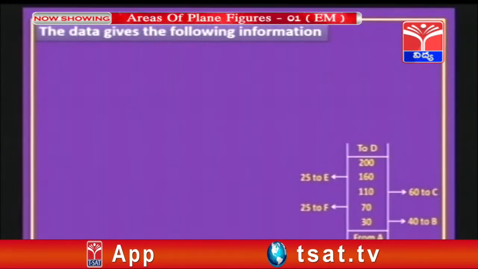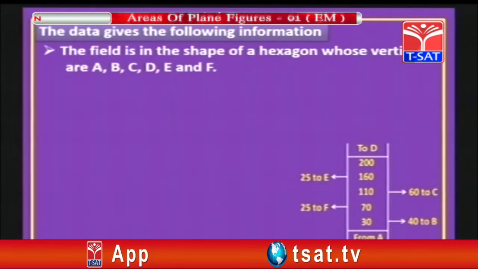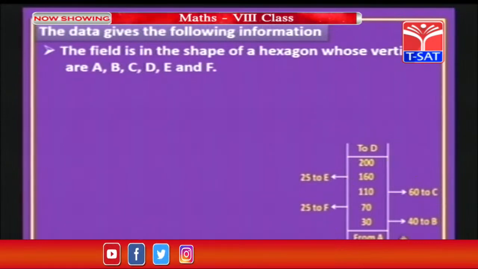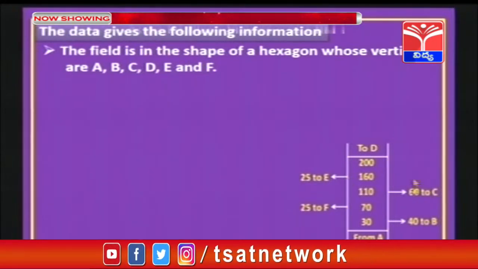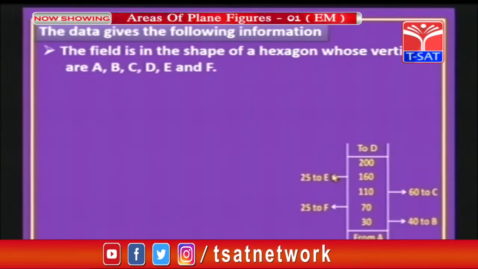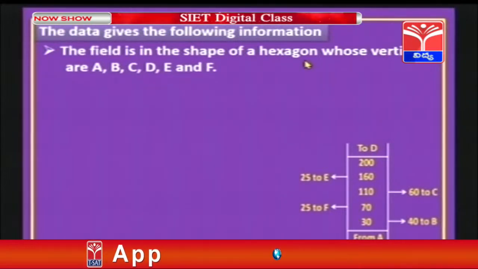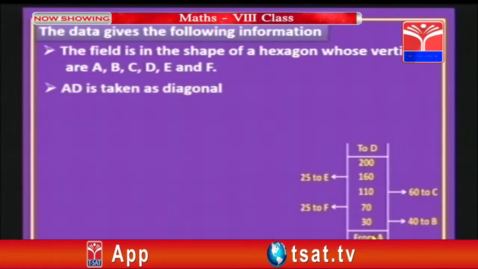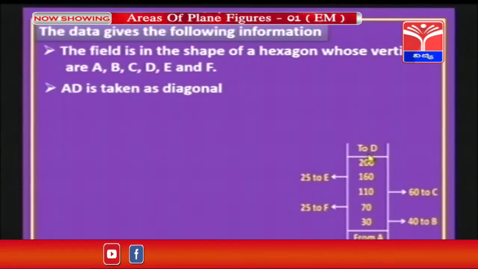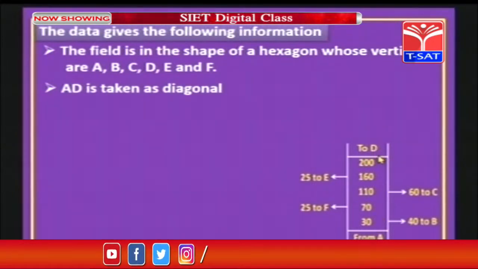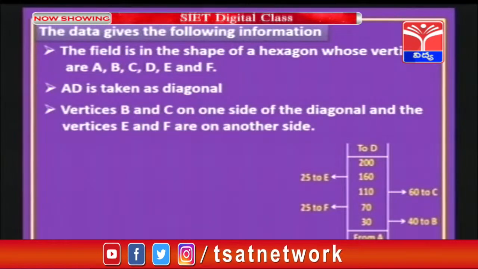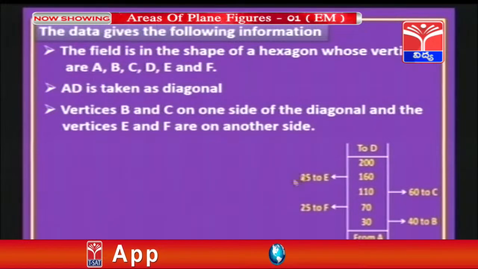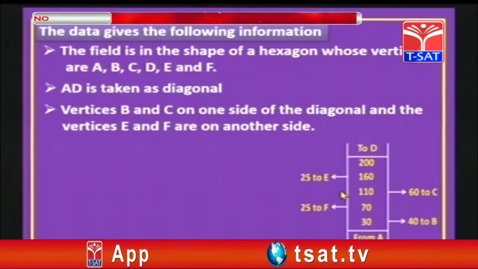So the data gives the information as shown here. How many vertices are there, children, if you notice? 1, 2, 3, 4, 5 and 6. That is A, B, C, D, E and F. So there are 6 vertices. If you join all these, what do you get, children? Hexagon. So the field is in the shape of a hexagon. Then here if you notice, A and D are joined, so we take it as a diagonal. AD is a diagonal. Then the vertices B and C are on one side of the diagonal, whereas the vertices E and F are on the other side of the diagonal.